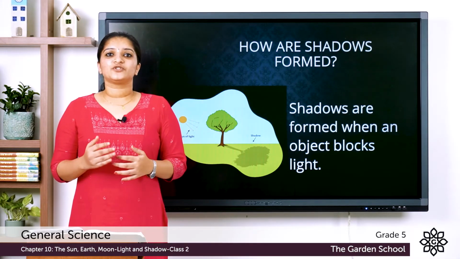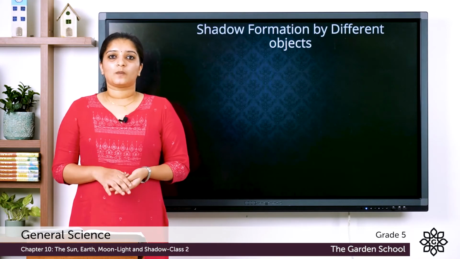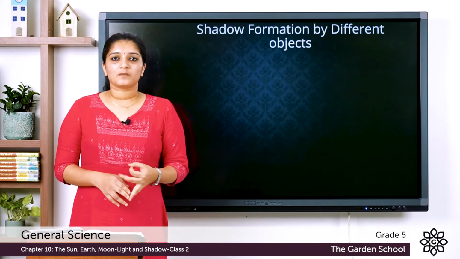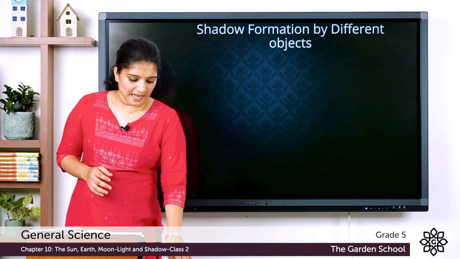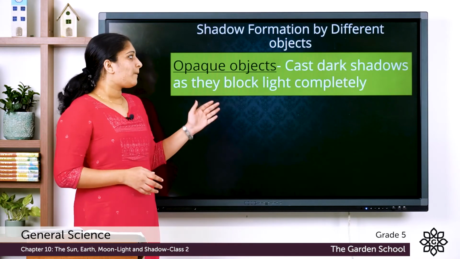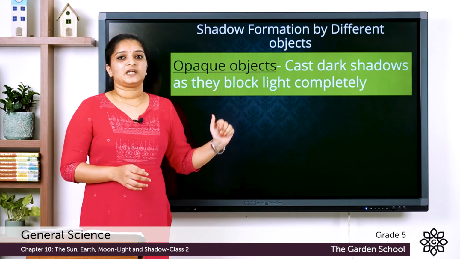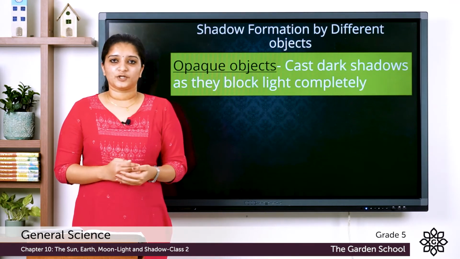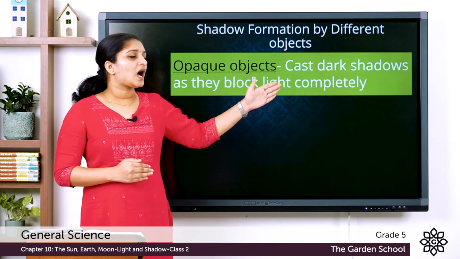Now let's see how shadows are formed by different objects. We learned that objects are classified into three types: opaque, transparent and translucent. Let's consider the first kind of object, the opaque object. Opaque objects cast dark shadows as they block light completely. We learned that opaque objects do not allow light to pass through them, and hence they cast dark shadows.